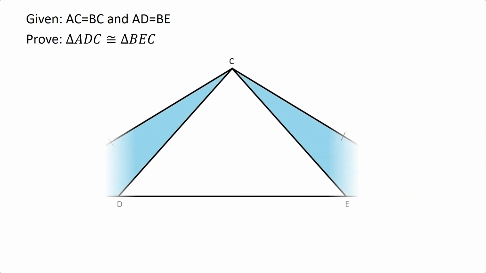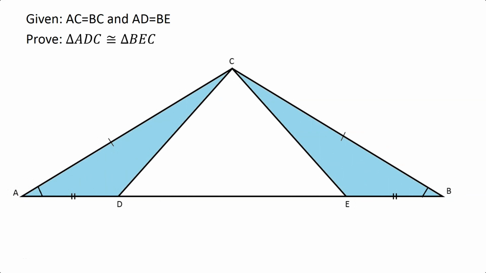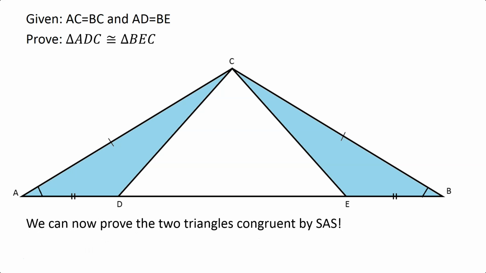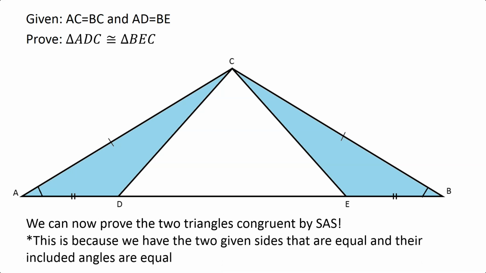And now when we draw that on our triangle with the two smaller triangles highlighted, we can prove these two triangles congruent by SAS. And this is because we have two sides that were given already as equal and their included angles equal.